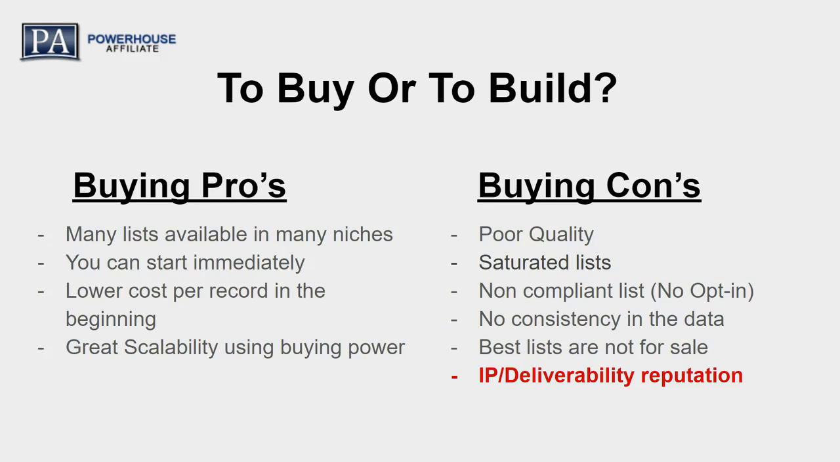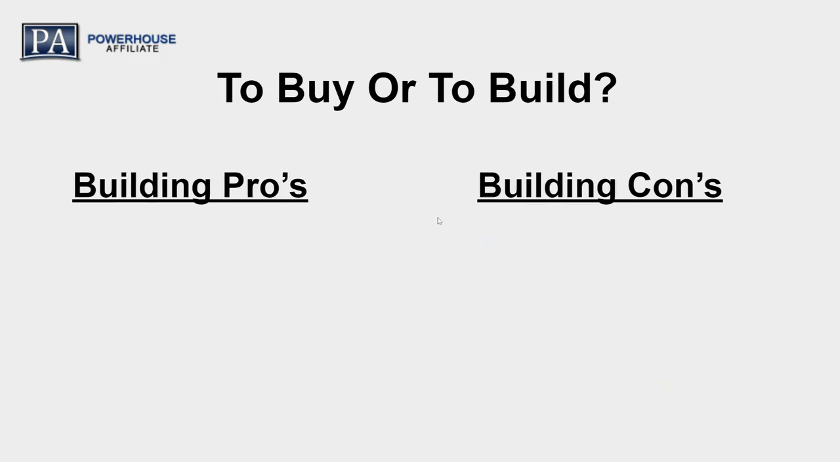So now let's take a look at building pros and cons. So one pro to building your list is they're great quality. You control every aspect of the opt-in. You know exactly what they're expecting, what was on the opt-in page, so you can deliver that. And in turn, the quality is going to be there for the list.